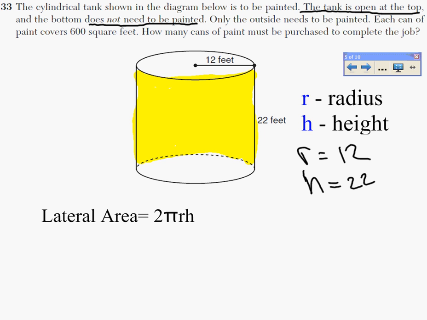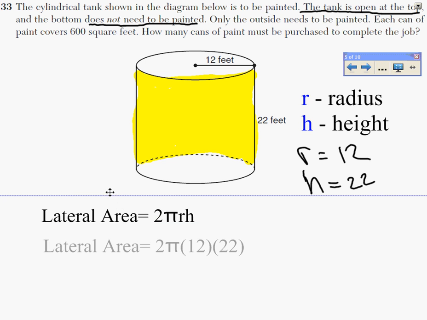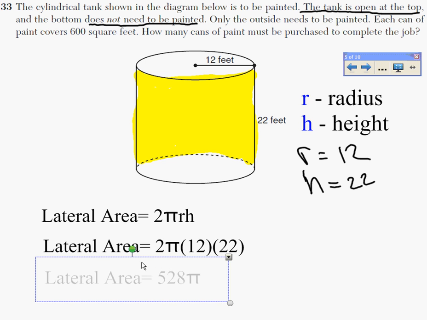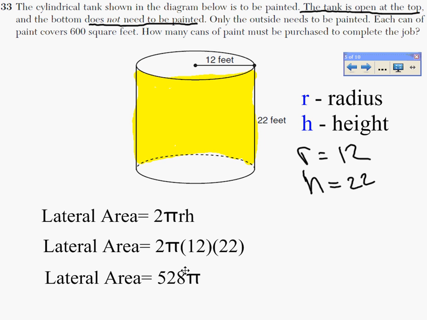So all we really have to do now is substitute into this formula, find our lateral area, and then determine how many cans of paint must be purchased to complete the job. So let's substitute for R and H. And that's going to be 2 times pi times 12 times 22. 2 times 12 is 24. 24 times 22 is 528. So you get 528 pi. 528 times pi is approximately 1658.7.